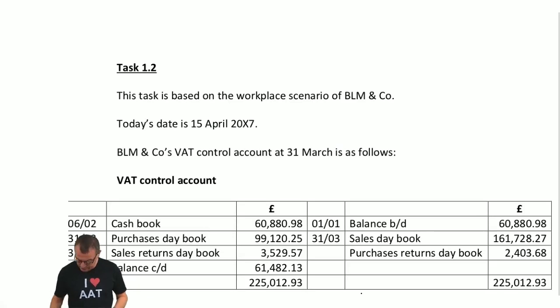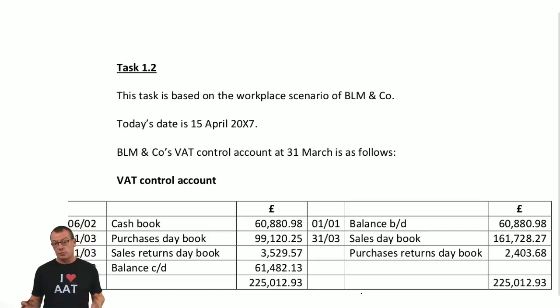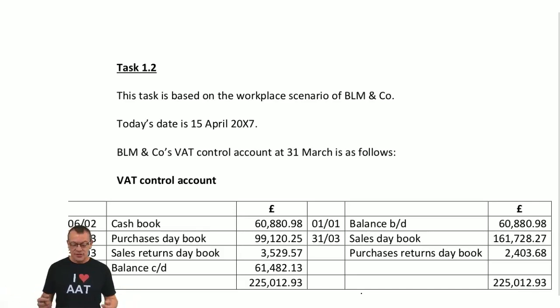Now, what we have for question 2, this is task 1.2, and for the synoptic assessment, section 1 is 1.1, 1.2, 1.3, and that covers the full section. Now this task is based on the work-based scenario of BLM and Co. Today's date is the 15th of April, and BLM and Co.'s VAT control account is as follows.